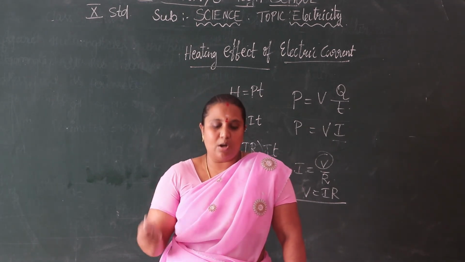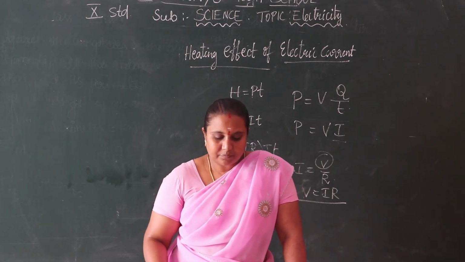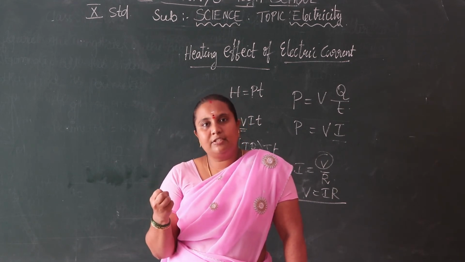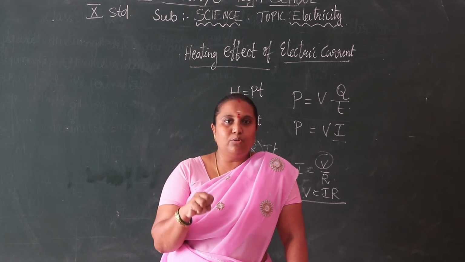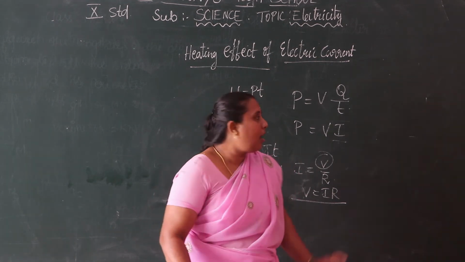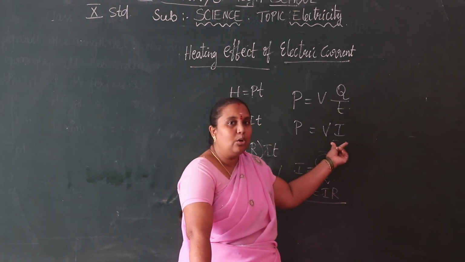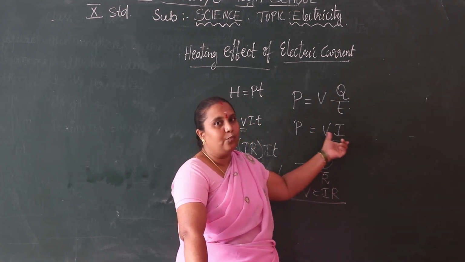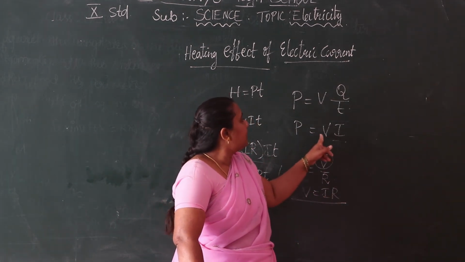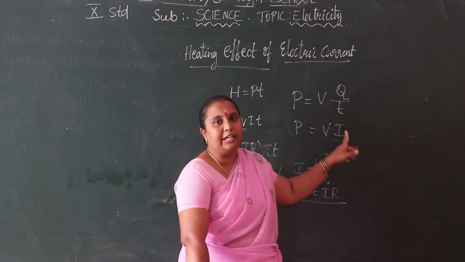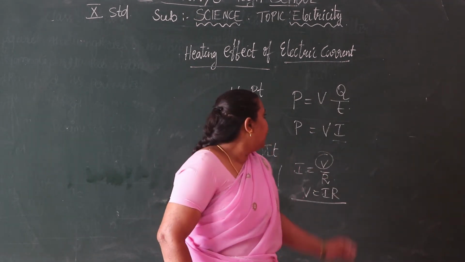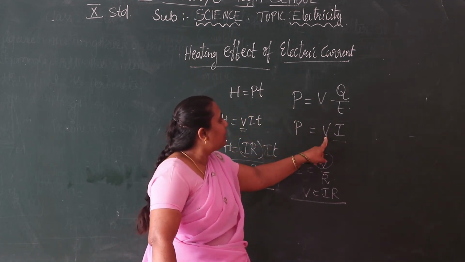That we can say is Joule heating. So this is termed electric power, the consumption of electric current in an electric circuit. The formula of electric power is P equals VI. Power equals potential difference into electric current I.